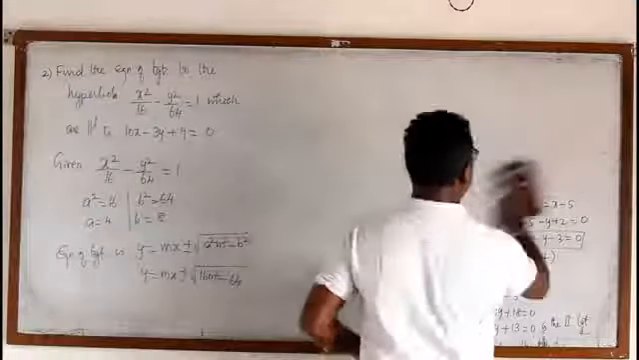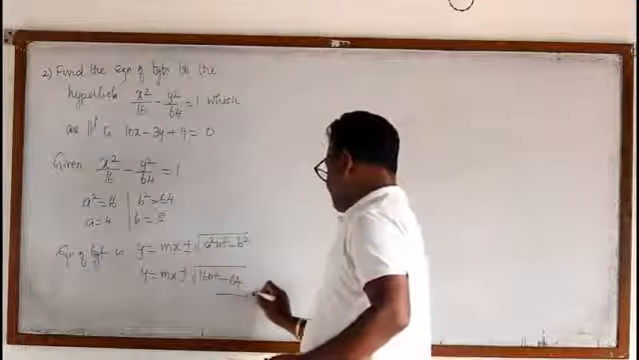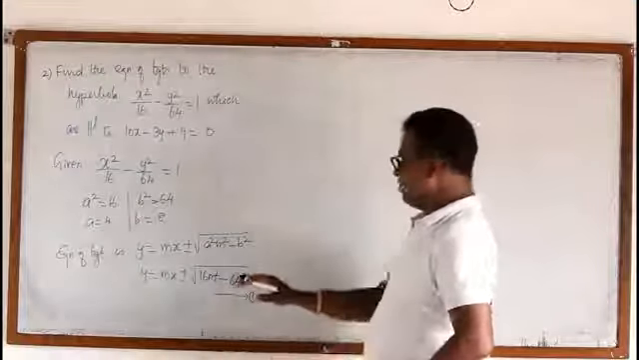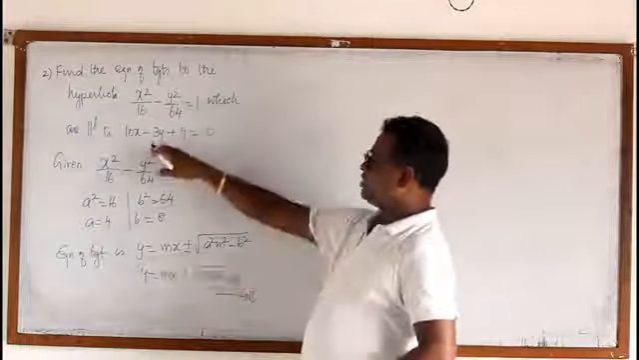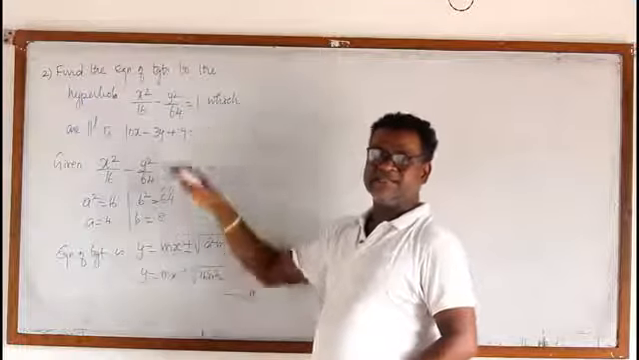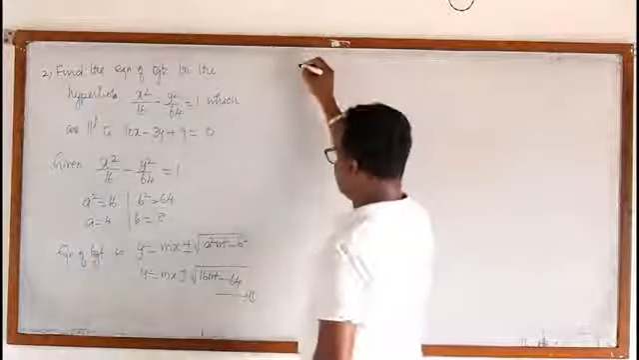Let me have this formula or this line as it is. So let me keep this one as one. If I know the value of m, I can find the two tangents. They gave that the tangent is parallel to this line. So if two lines are parallel, whether it is tangent or whatever it is, their slopes are equal.